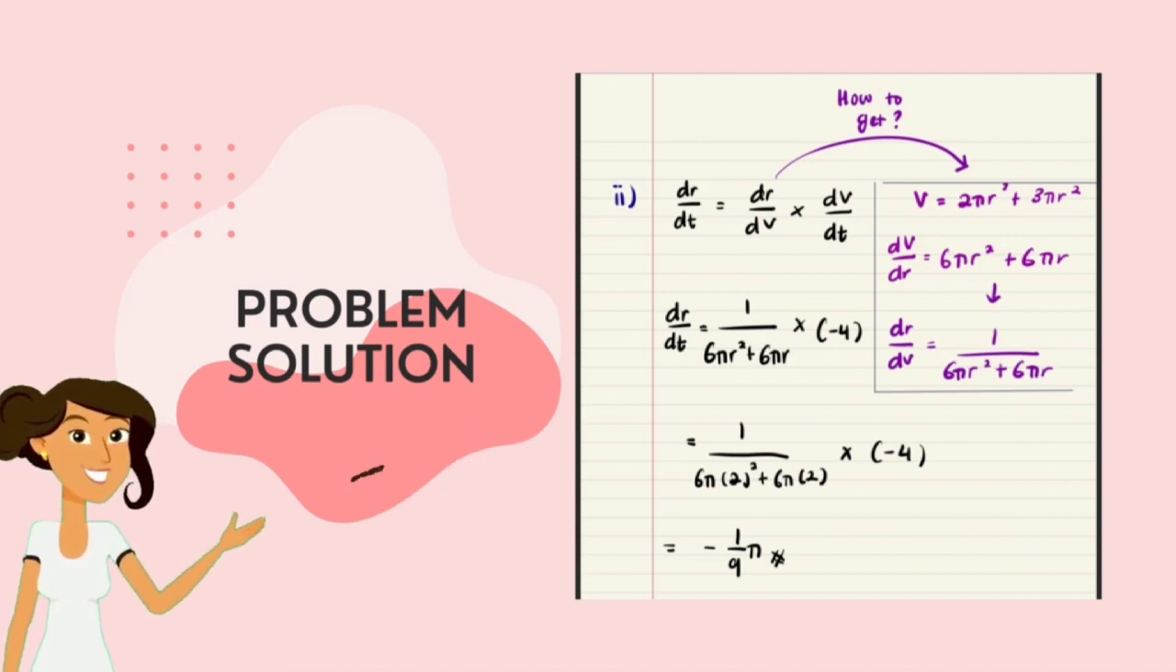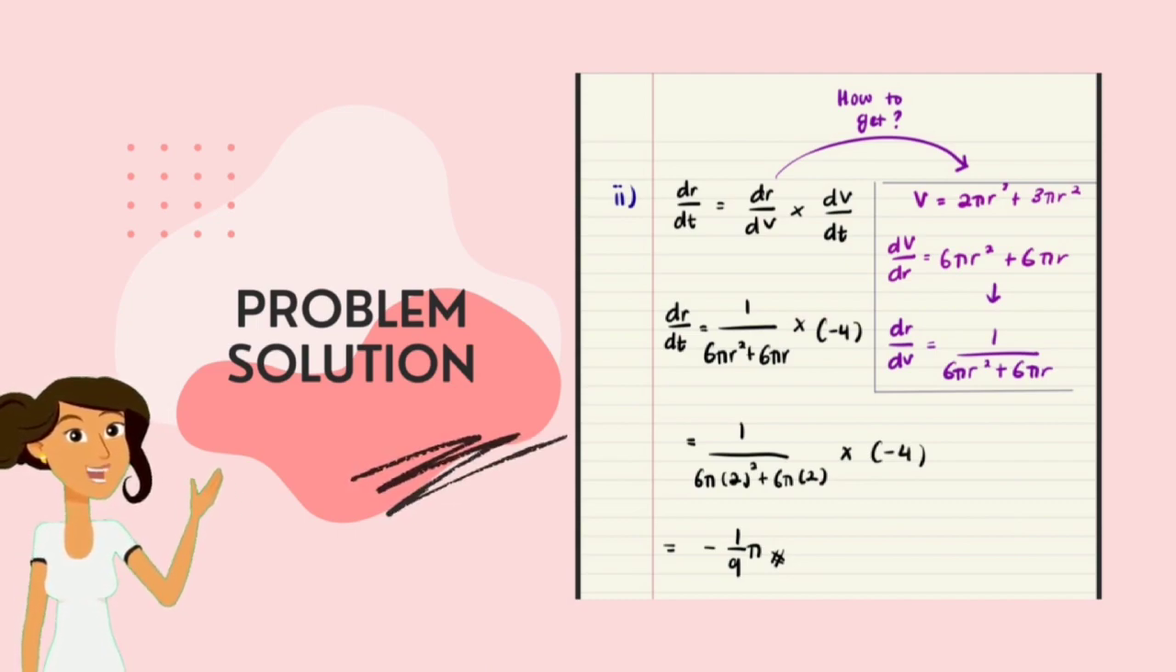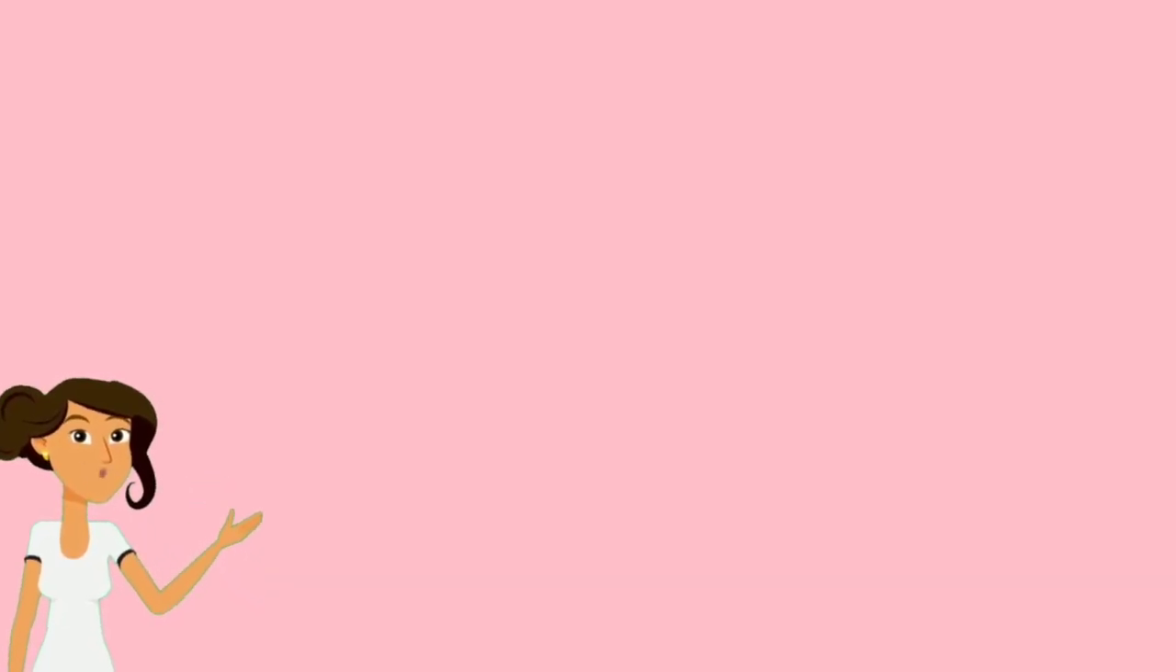The final answer should be -1/(9π), which means that the ice's radius changes at -1/(9π) cm per second. Now we know the rate of change of the melting ice.